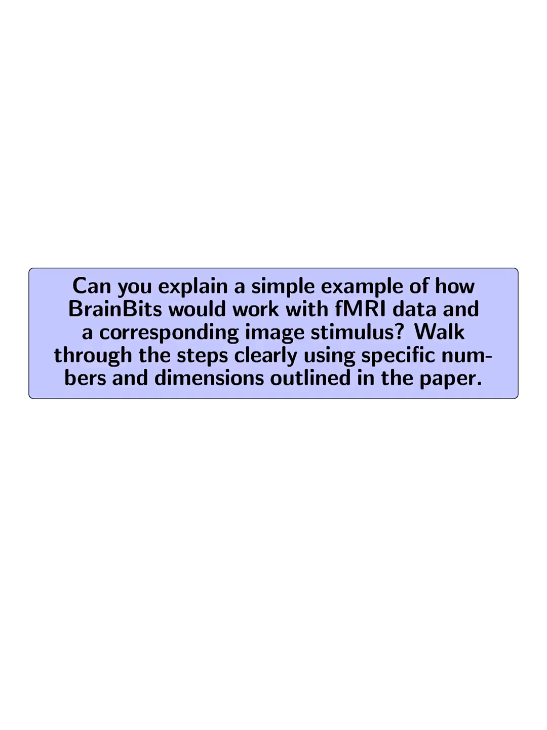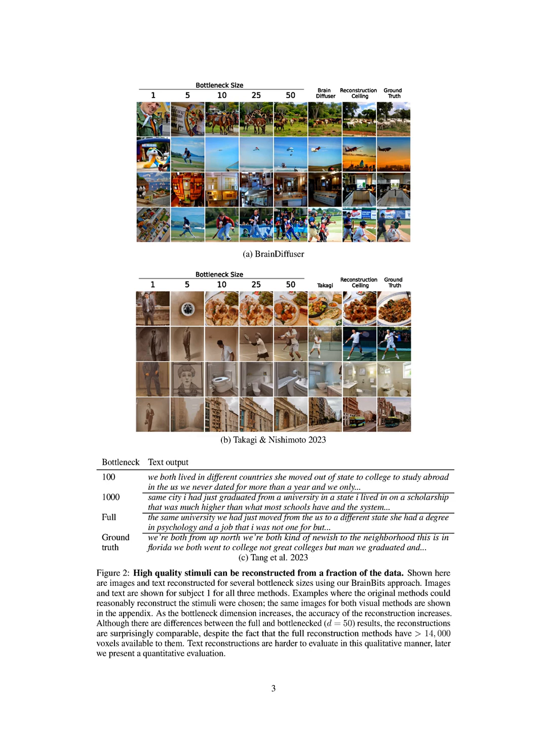Can you explain a simple example of how BrainBits would work with fMRI data and a corresponding image stimulus? Walk through the steps clearly using specific numbers and dimensions outlined in the paper. To illustrate how BrainBits operates with fMRI data and an image stimulus, consider the Brain Diffuser method, which uses fMRI data from the Natural Scenes Dataset.